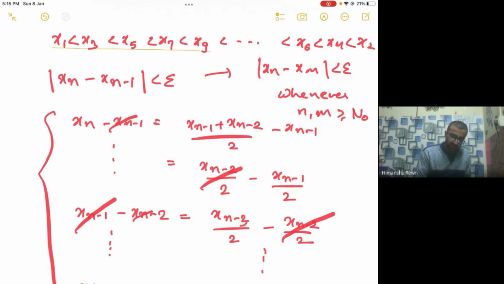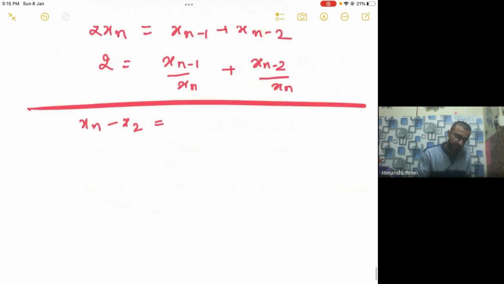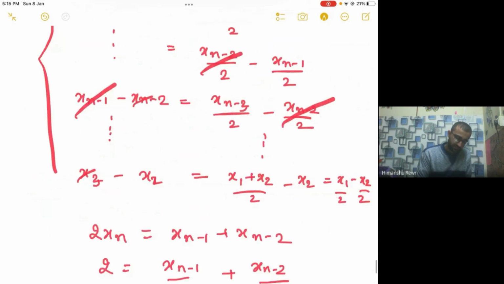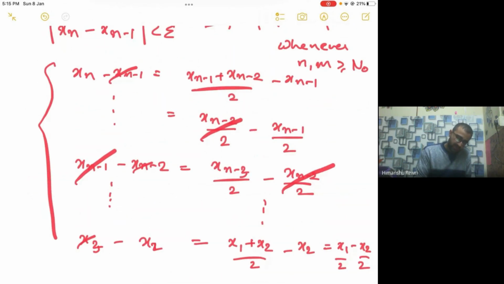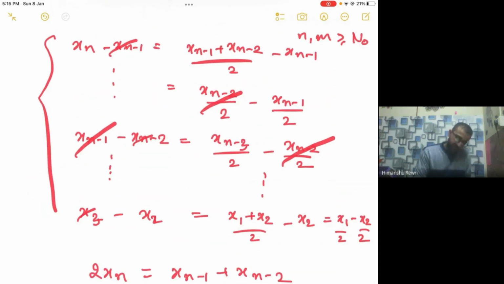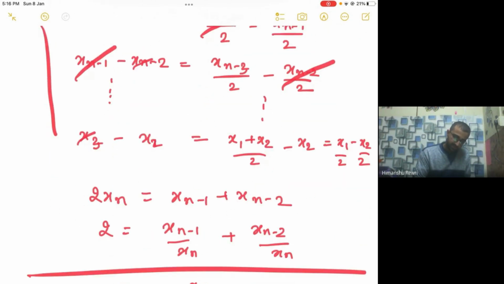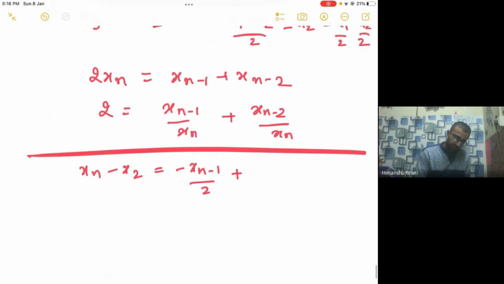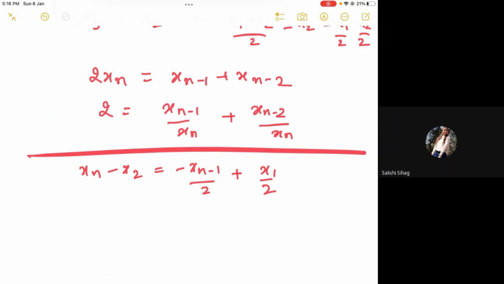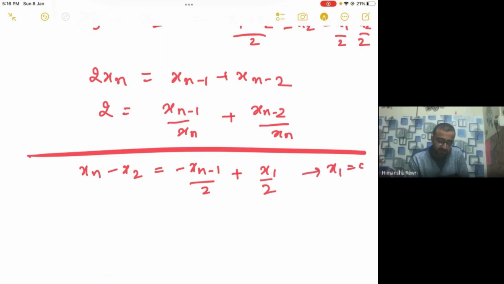on the right hand side we will have minus xn minus 1 divided by 2 plus, this will cancel, this will cancel. So at the end, what will we have? Is this correct or not? Tell me. Yes, sir. What is our x1? x1 is 0.